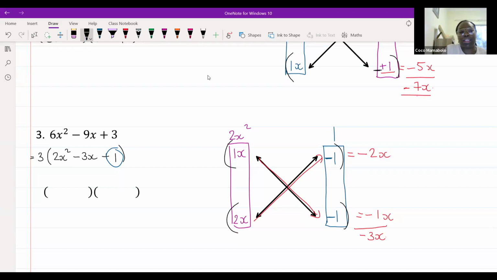So my two brackets, remember there's a 3 here. We can't leave the 3 behind. My two brackets will then look like x minus 1, and at the bottom, we'll have 2x minus 1. All right. Thumbs up, thumbs down. How are we feeling? Are we doing okay? Beautiful, guys. Amazing work.